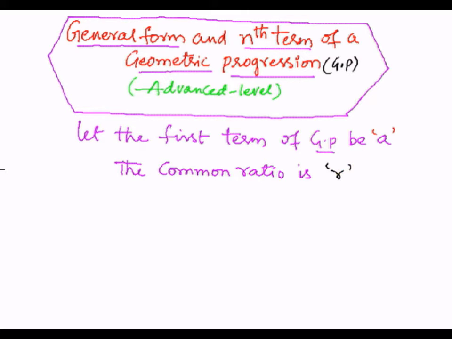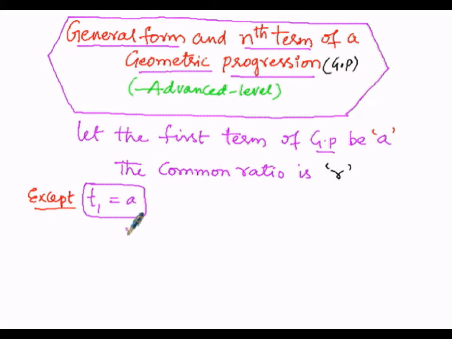Therefore, the first term is a, and except this first term, the remaining terms are T2, T3 and so on up to Tn. So, if this sequence, which is in geometric progression, consists of n terms in it, the first term is a, then the remaining terms will be obtained by multiplying by the common ratio, that is r.